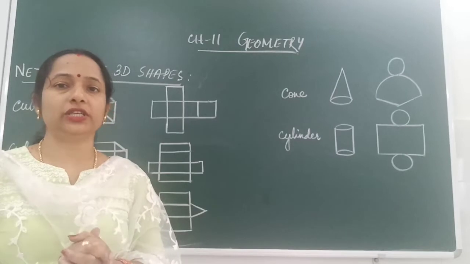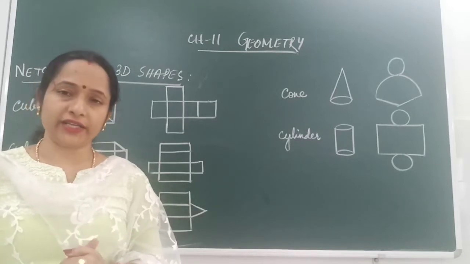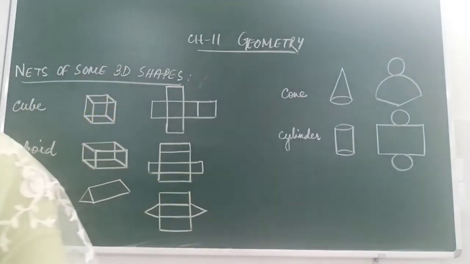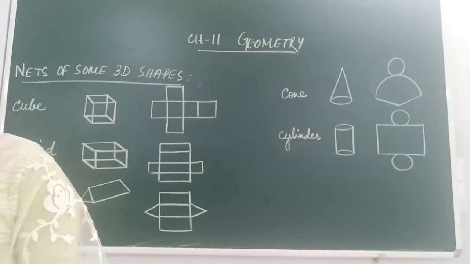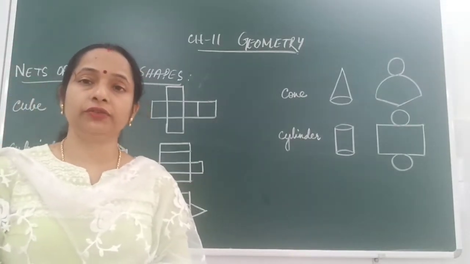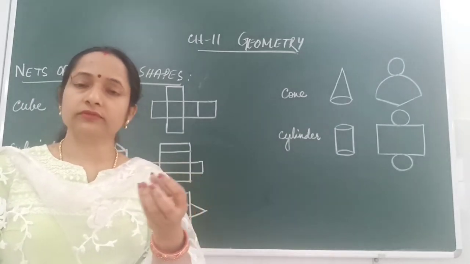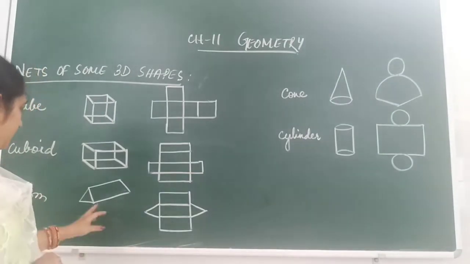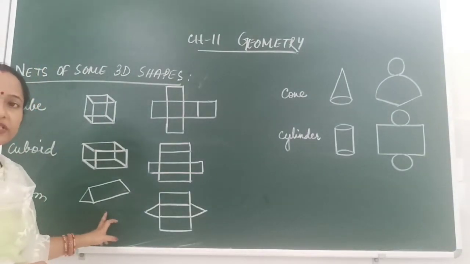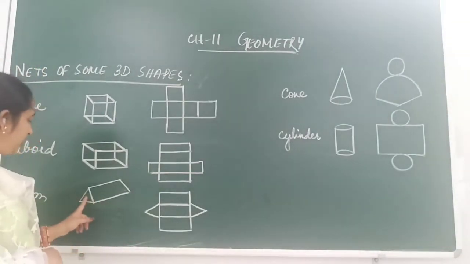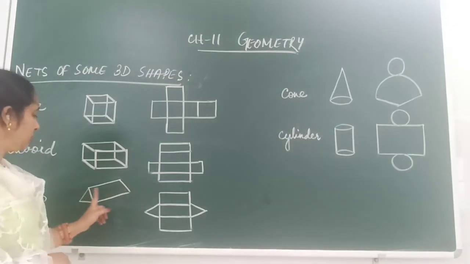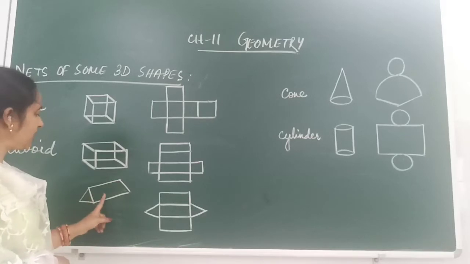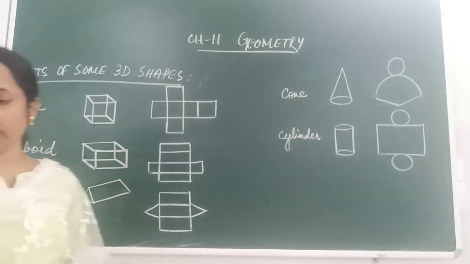Now based on this figure of nets, an exercise is given to you where you have to answer the given questions, and somewhere you have to match with the nets of the given solid shape. One more new figure we have, that is the prism. In a prism, the two opposite faces will be triangular, whereas the other sides will be rectangular.